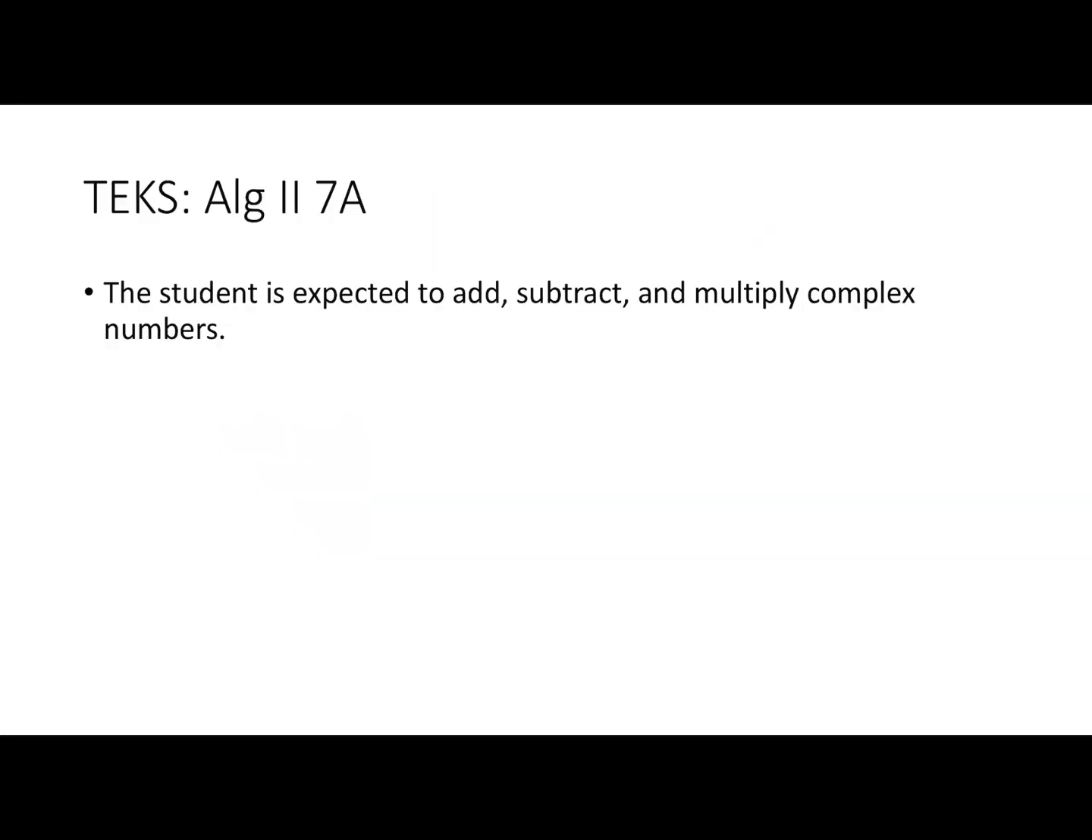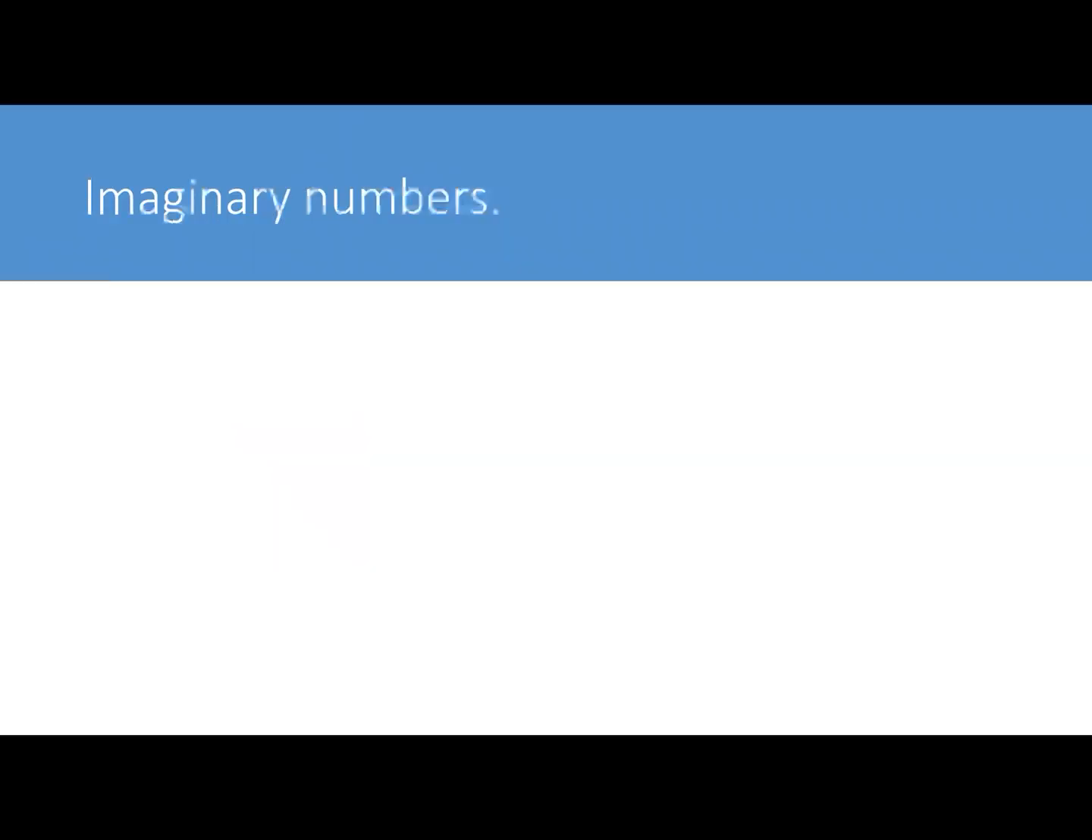Okay, so first, TEKS. For Algebra 2, this will be 7A, which means that students are expected to add, subtract, and multiply complex numbers. Of course, you probably don't know what this means just yet. So first, let's start off from the beginning.